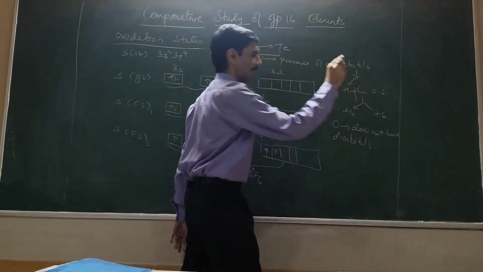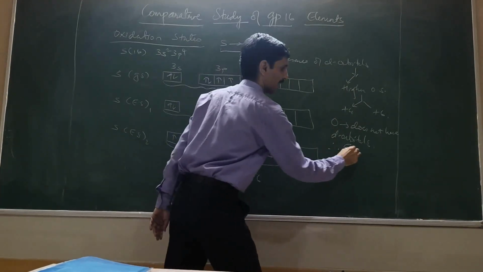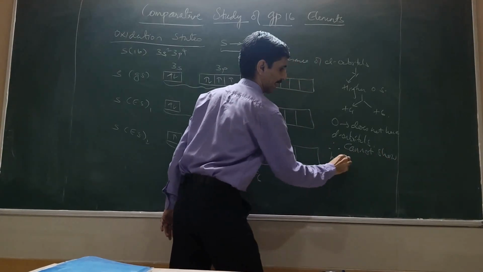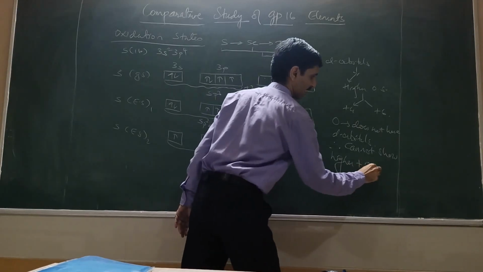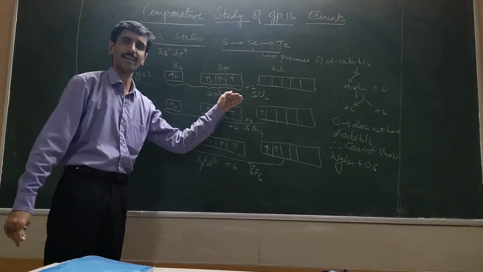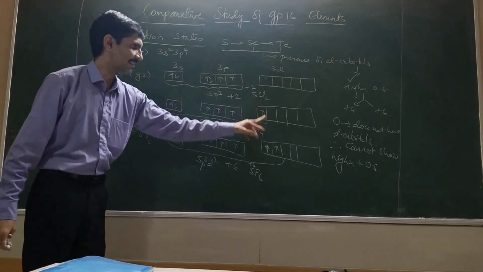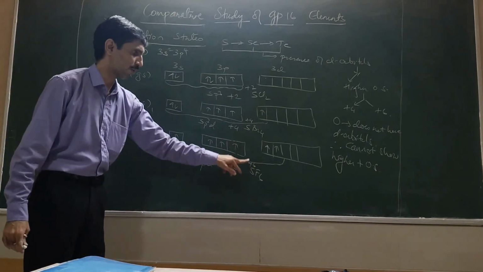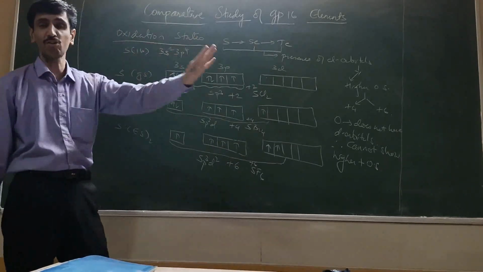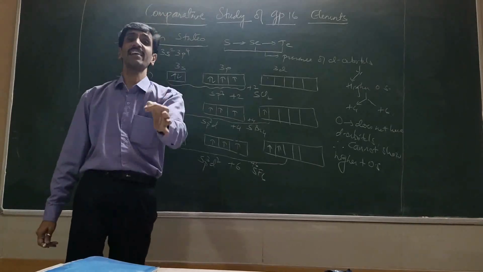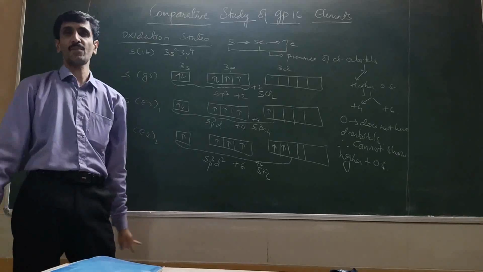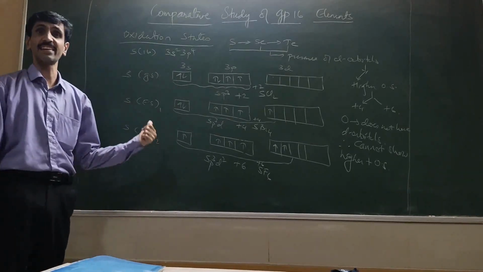Oxygen does not have d orbitals and therefore cannot show higher positive oxidation state. Understood this? I guess this part is very clear with the example of sulfur. D orbitals are primarily responsible for the +4 and the +6 state. Oxygen doesn't have that, and therefore oxygen cannot show it. Its maximum positive oxidation state is +2, and that also when it combines with fluorine. Alright? So I hope the oxidation state is clear.